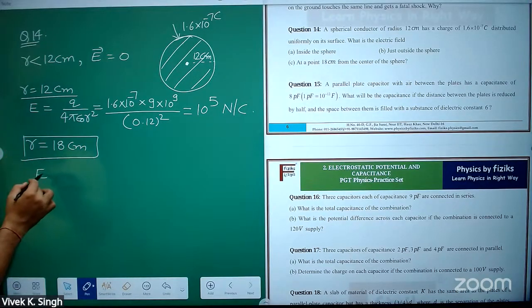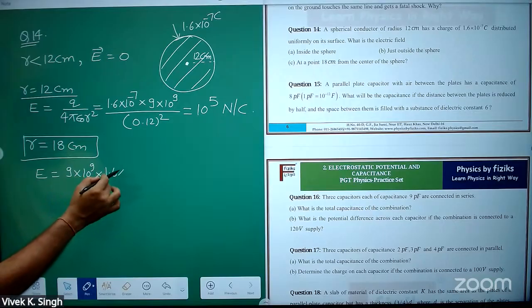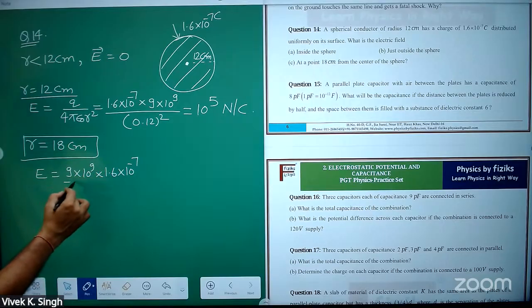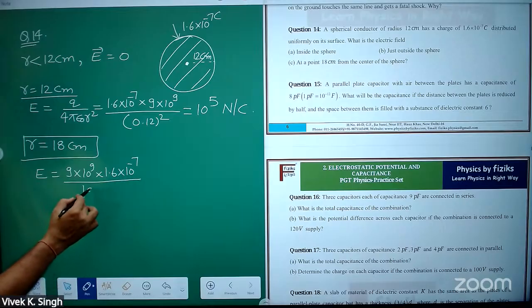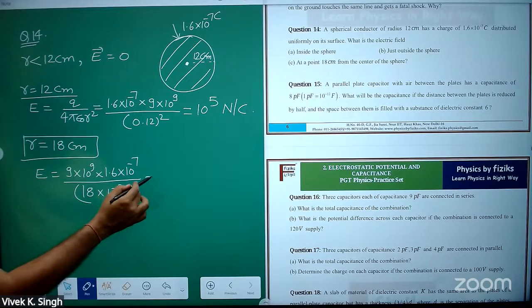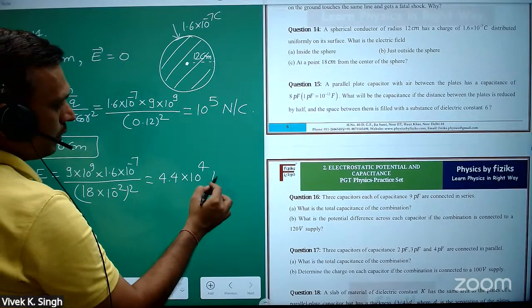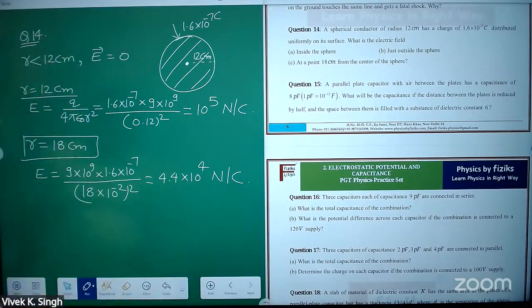In the same way, you should find when r is equal to 18 centimeter. Same formula. So this value will be 9 into 10 to power 9 times 1.6 times 10 to power minus 7 divided by 18 into 10 to power minus 2 whole square. And this value is 4.4 times 10 to power 4 Newton per coulomb. So it's a direct question, but it's a conductor. Inside, electric field will be zero.